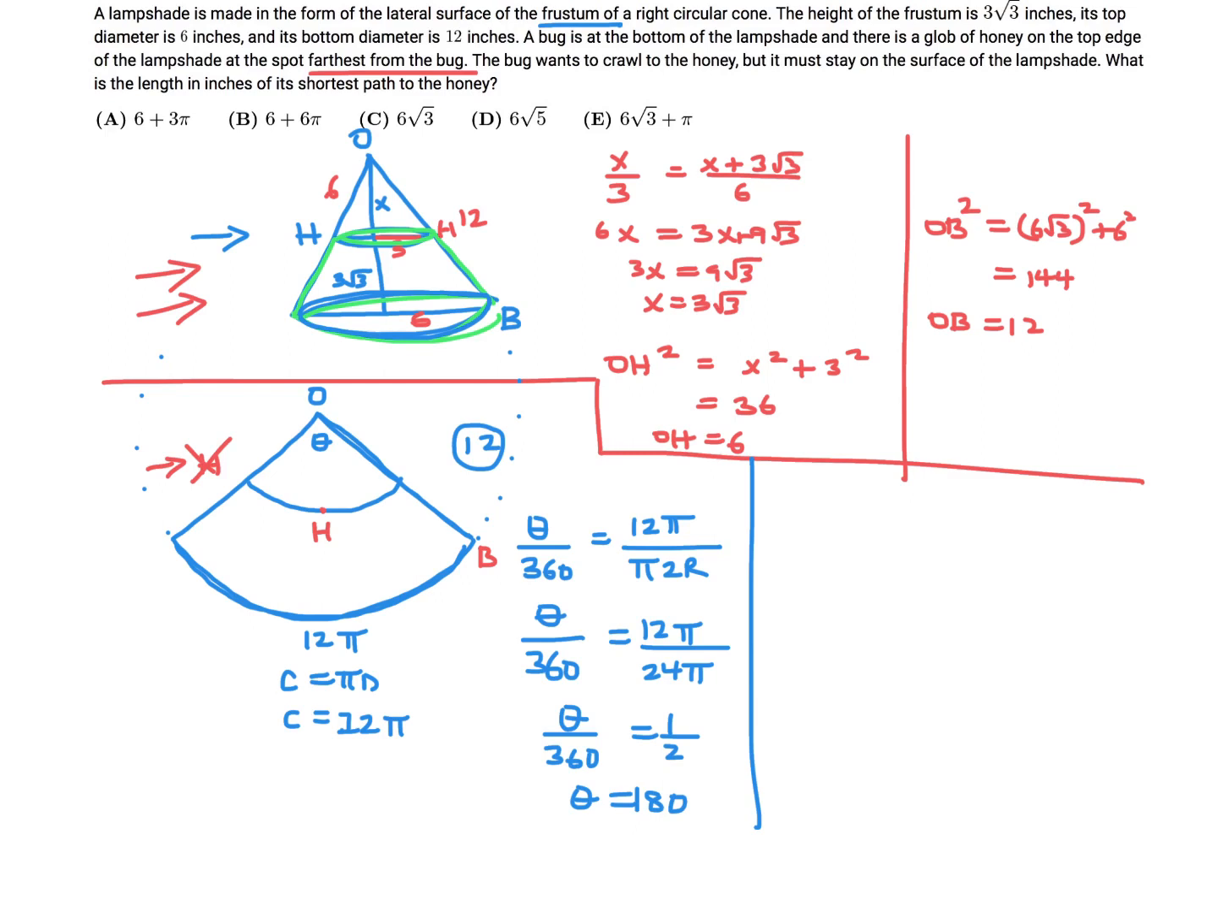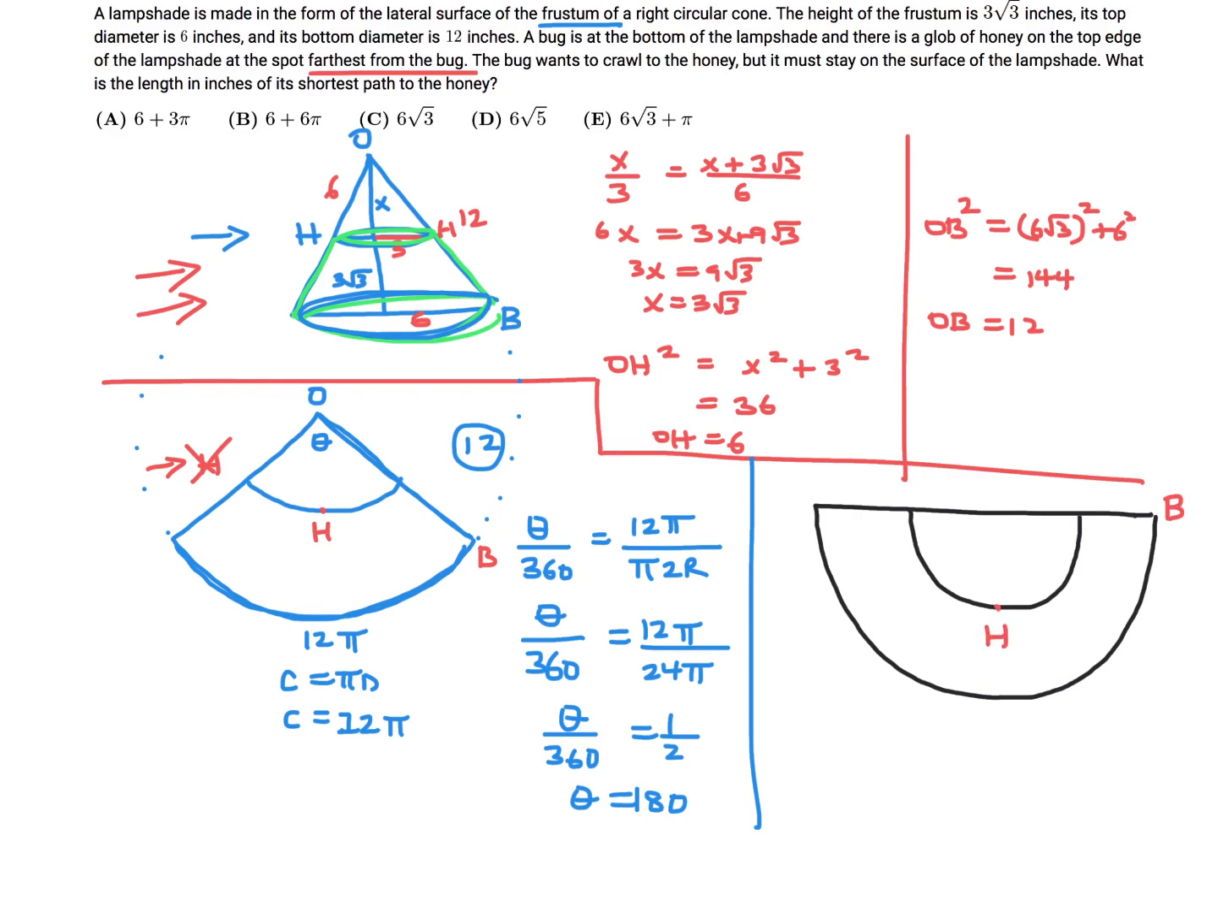Okay, so now we have to finally figure this out. And conceptually, this is actually difficult, in my opinion. So let me just try my best to explain this. So here's the diagram. Okay, so where is the bug? The bug is here, right? And the honey is here.